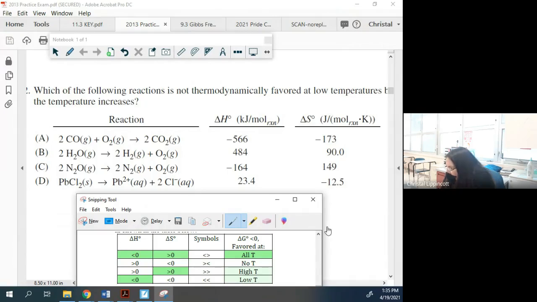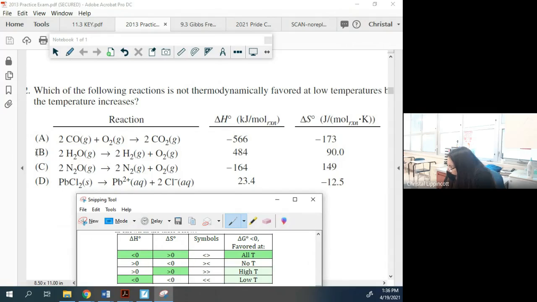Remember, I told you to remember this chart. I told you to memorize it. This is the type of question that you would want to have this chart memorized for. Okay? So this is talking about at low temperatures. It's not thermodynamically favored at low, so it's going to be thermodynamically favored at high. Okay? And remember, we're looking at zeros here, so greater than and greater than for our S and G, so that would make B our answer.